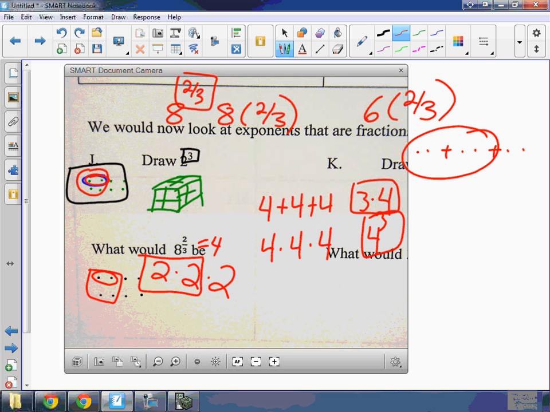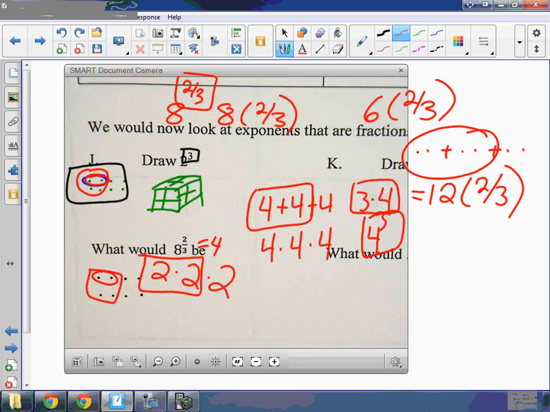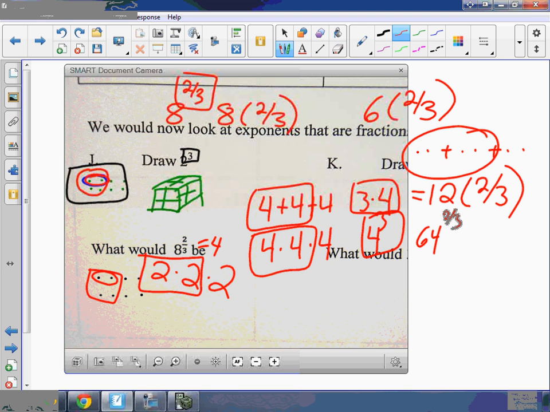So what is 2/3 of this? So the answer is 12. If I took 2/3 of 12, I get 8, because 4 plus 4 is 8. This is 64. What is 64 to the 2/3? 16. I'm taking 2 of the 3 4s, which gives me 16. Okay, let's look at the next one.